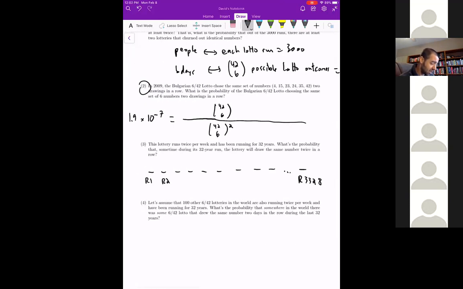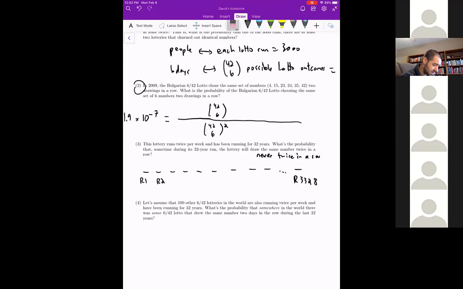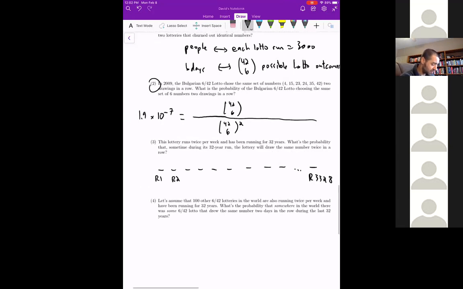Let's think about never. So never twice in a row. That's the opposite. Let's count that, right? If you're never going to get twice in a row, how many options are there for the first lottery?